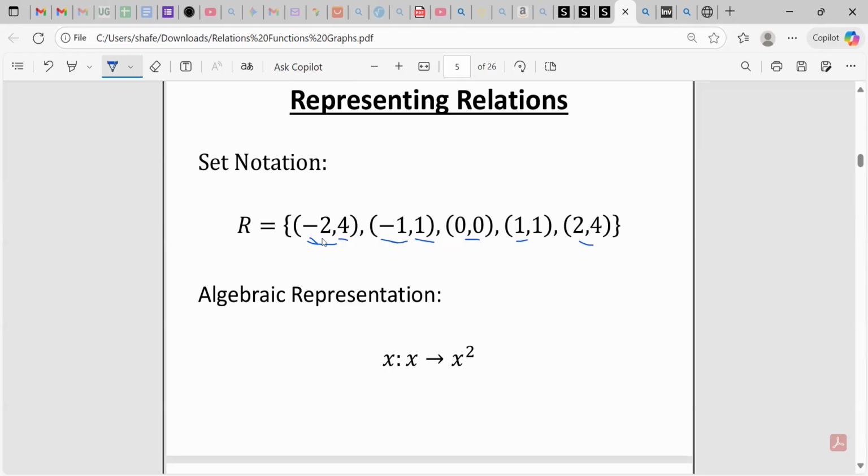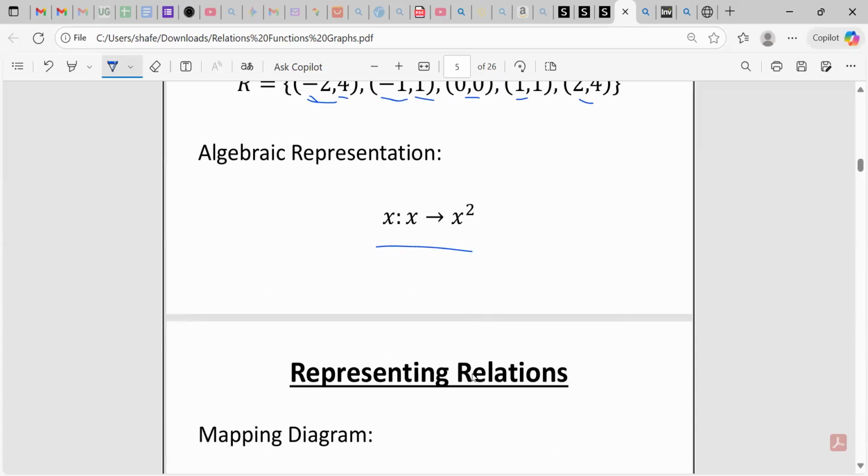If you take -2 and you square it, you get 4. You take -1 and you square it, you get 1. 0 you square it, you get 0. 1 you square it, you get 1. 2 you square it, you get 4, right? So that's the relationship in each pair there. One is the square of the other. Algebraically, this is how you write it: x maps onto x squared. That's how you write that.